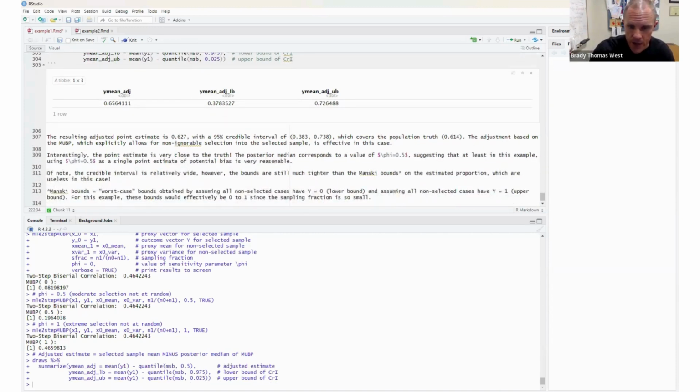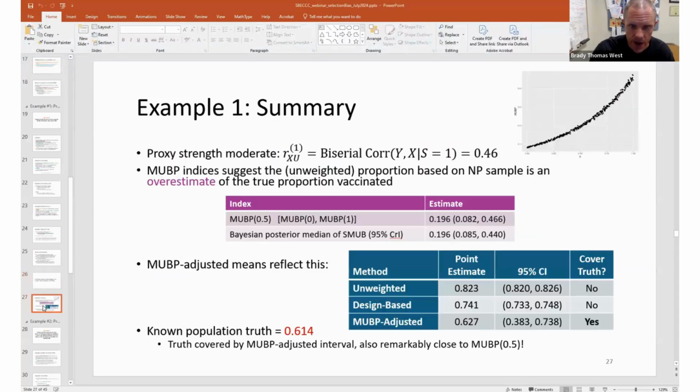So I'm going to flip back to the slides just to summarize what we were finding here. This picture shows all 500 draws, what that relationship between phi and MUBP would look like, and summarizes what we were finding overall. Comparing the unweighted, design-based, and then the MUBP adjusted estimates, in addition to their 95% confidence intervals, we're really correcting most of the bias with this adjustment, allowing for non-ignorable selection. Okay, that's really the key message here.